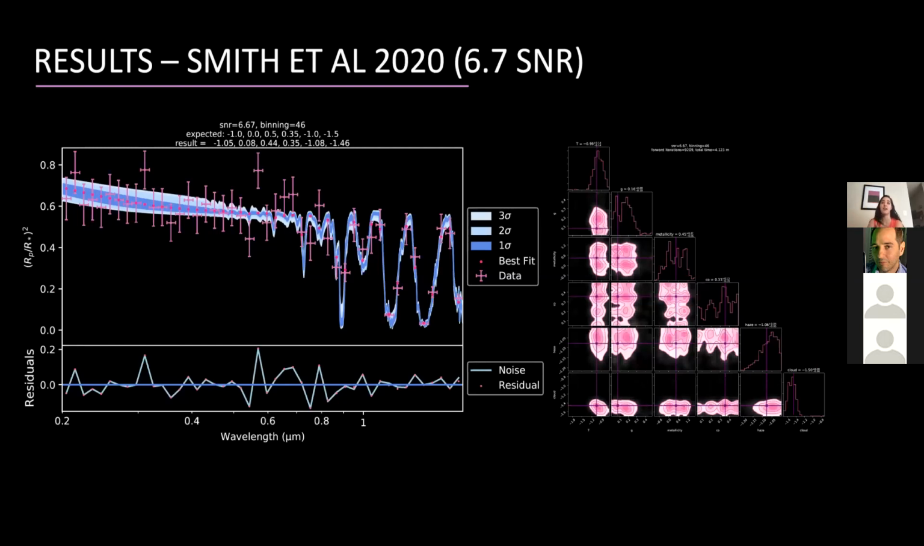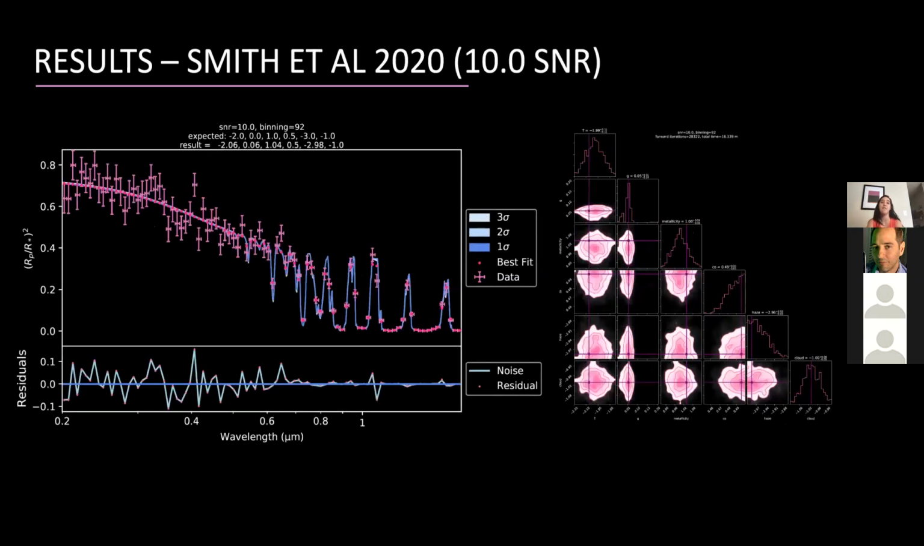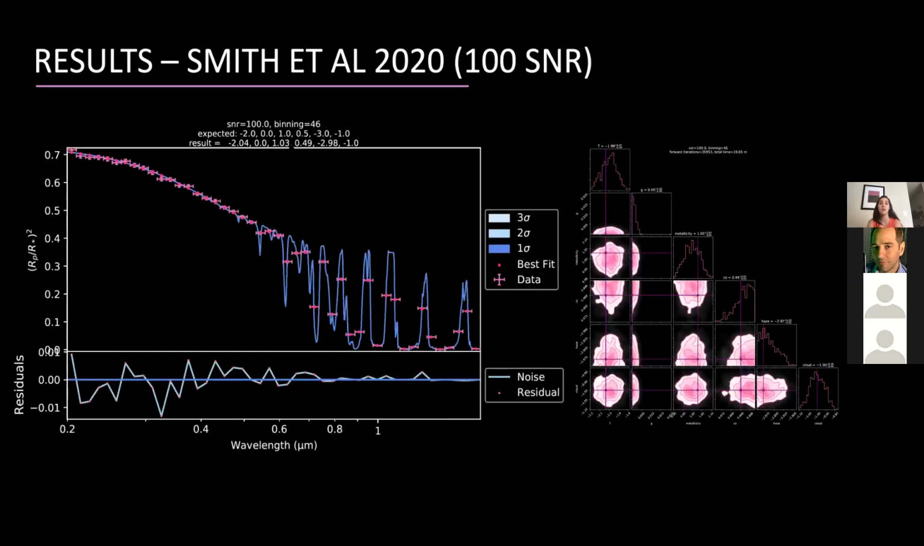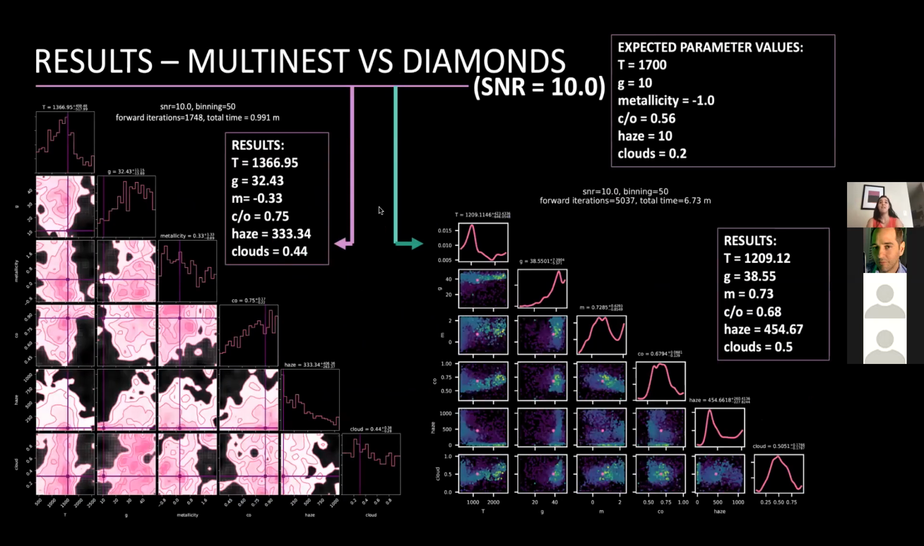And this goes to show a very clear result of a grid being finely sampled versus a grid where the parameters are not as finely sampled. And we can see that our results up here, the differences between our values and our results are a lot better for Adam's grid. And finally, a direct comparison of posteriors for MULTINEST versus diamonds.